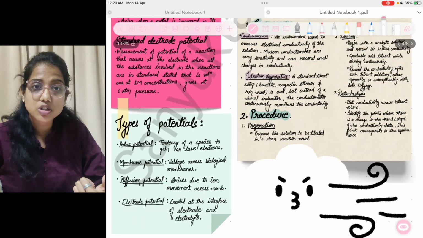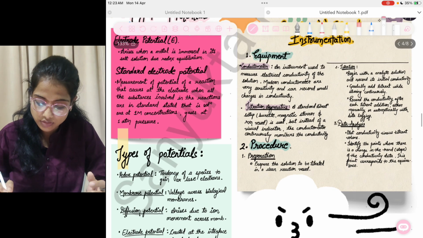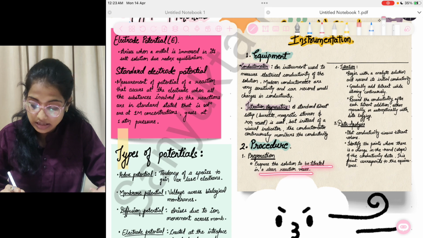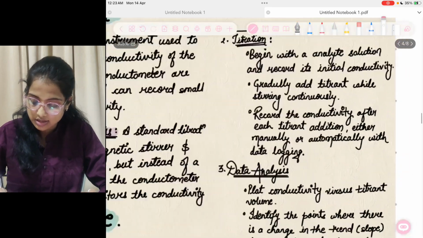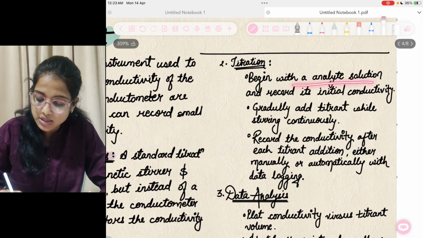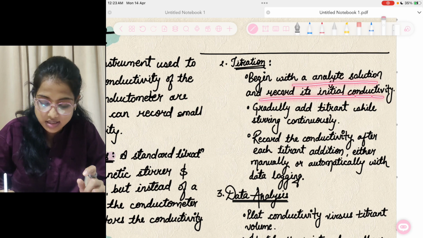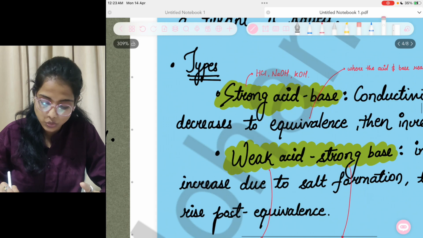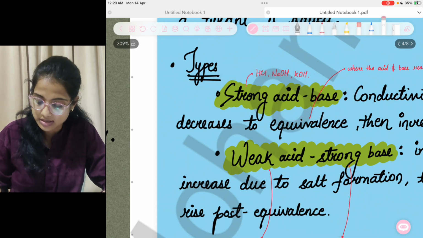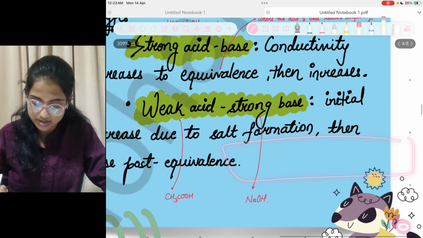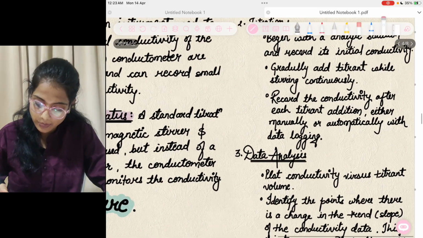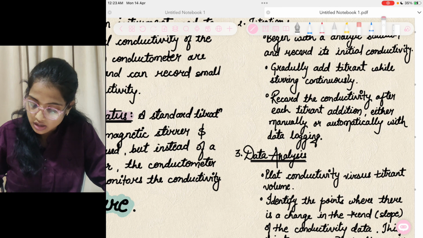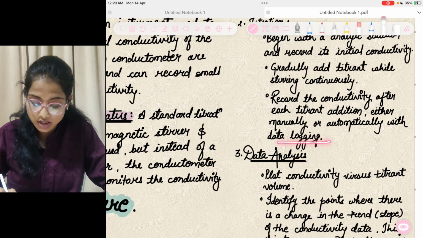Okay, now we will go for the procedure. First of all, we will have to do preparation. Prepare a solution to be titrated in a clean reaction vessel. Then titration. It begins with the analyte solution, and record its initial conductivity. Gradually add titrant. As I said, titrant will be either a strong acid, strong base, or a weak acid, strong base also. Record the conductivity after each titrant addition, either manually or automatically with data logging.